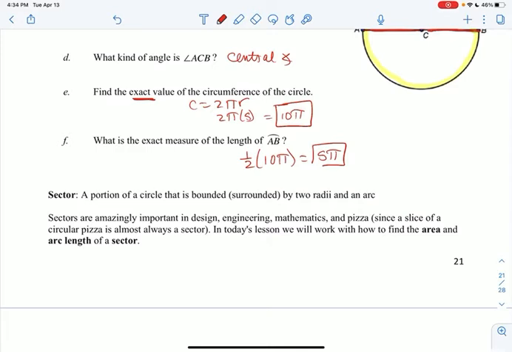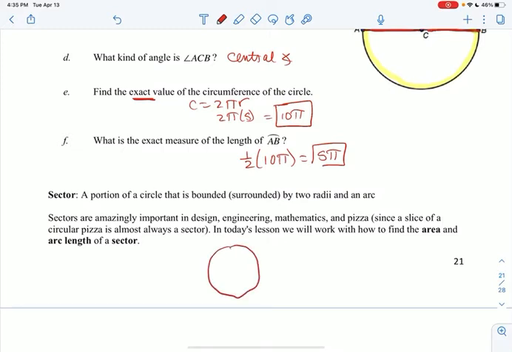What is a sector? Because we haven't really talked about that, and that's what we're going to find the area of here. A sector is a portion of a circle that's bounded, or surrounded, by two radii and an arc. Sectors are amazingly important in design, engineering, mathematics, and pizza, as I mentioned before, since a slice of a circular pizza is almost always a sector. In today's lesson, we will work with how to find the area and arc length of a sector.